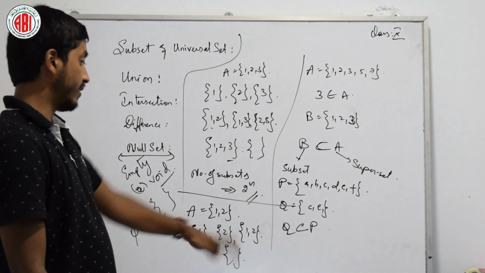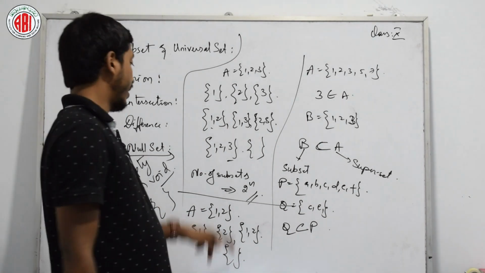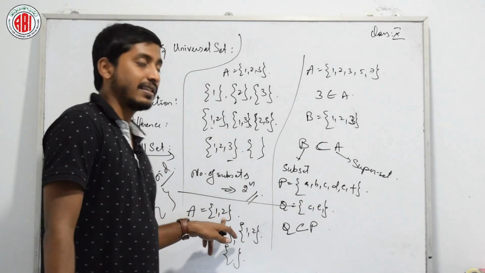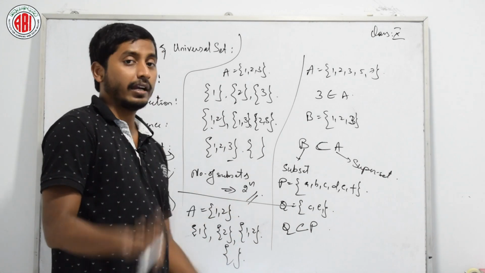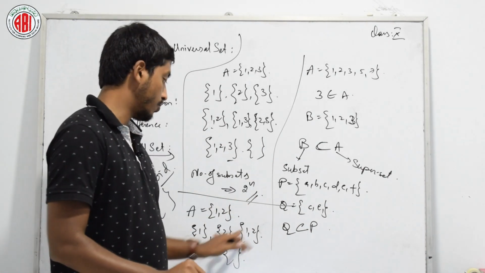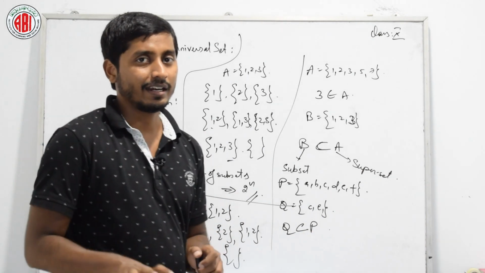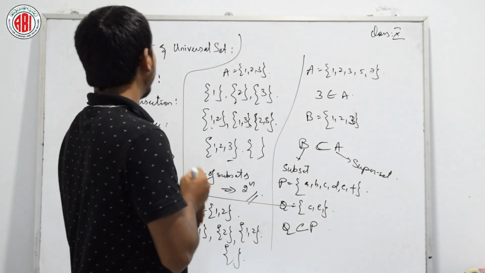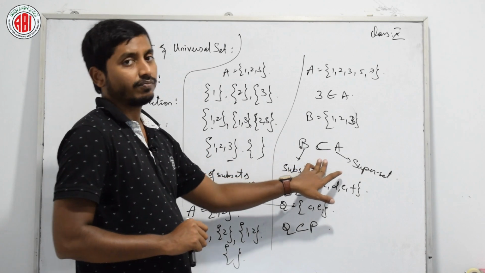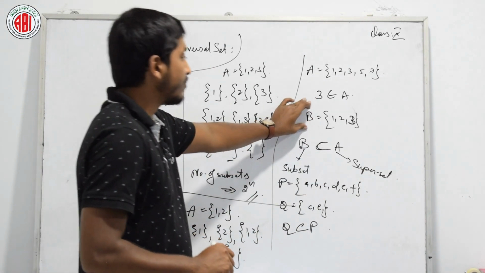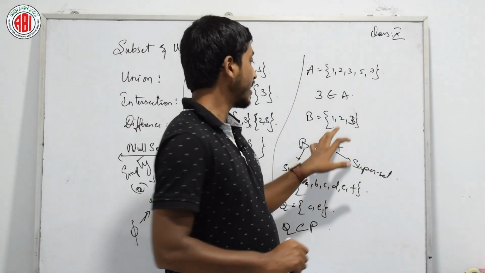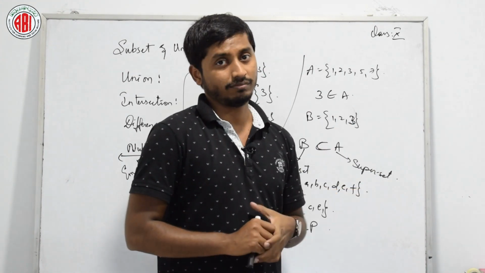How many sets did I get? 4 sets. If you generalize, 2 elements are there, then 2 squared, it will have 4 subsets: 1, 2, 3 and 4. Did you understand what we discussed here? One is what is a subset. If some set is a part of this set, this can be called a subset.